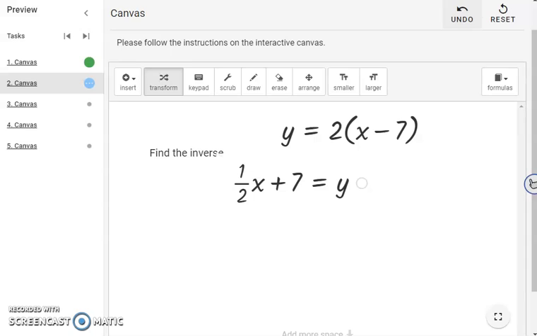So there are 2 ways of doing the problem, and we actually end up with the same answer if we take it all the way to y equals mx plus b. Are there any questions? If not, you're going to use the rest of the time to work on the problems. Any questions on these 3 problems?